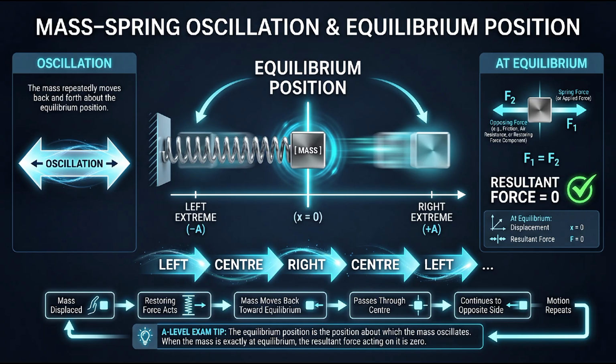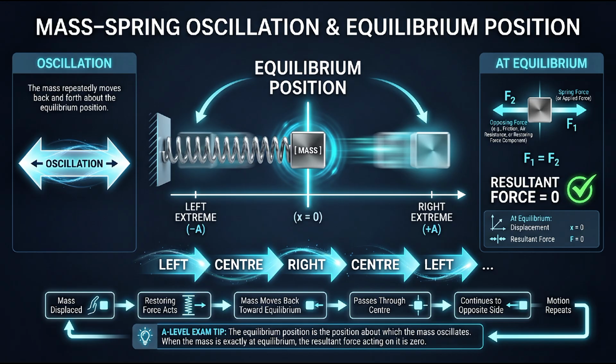Therefore, the three key positions can be remembered very clearly. At an extreme position, displacement is maximum, velocity is 0, and acceleration is maximum. At equilibrium, displacement is 0, acceleration is 0, and velocity is maximum.